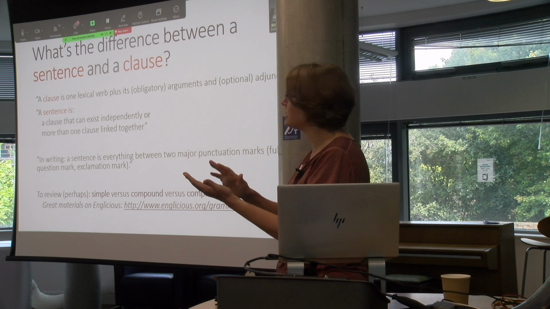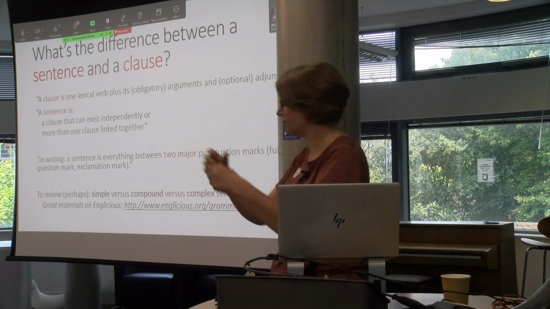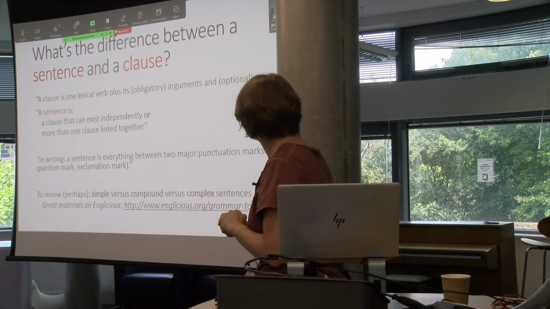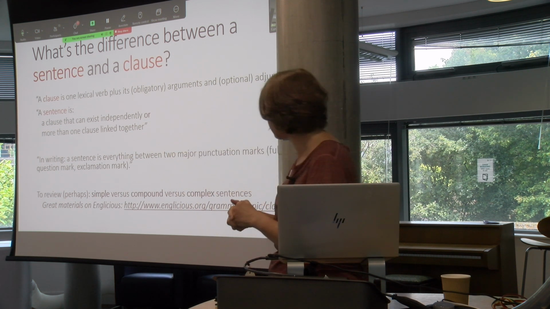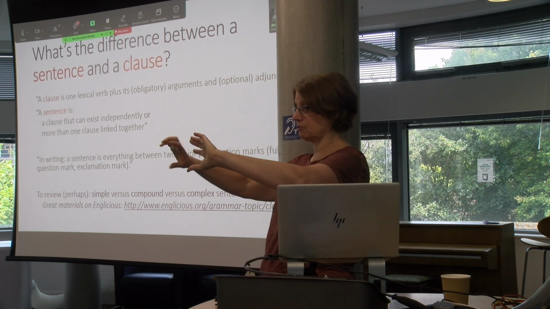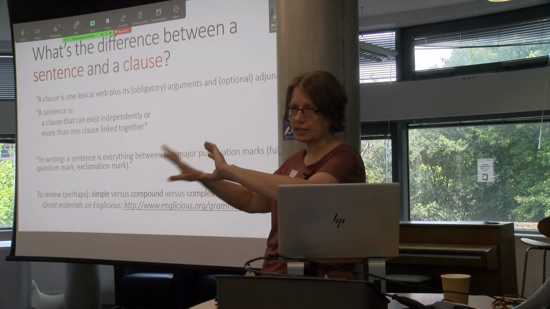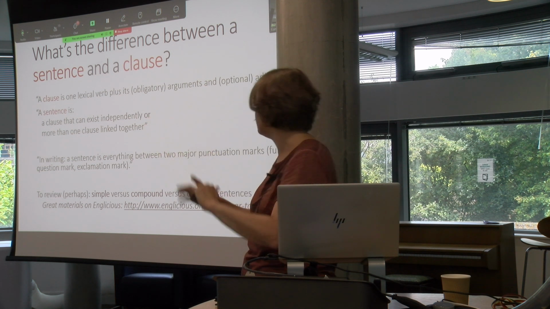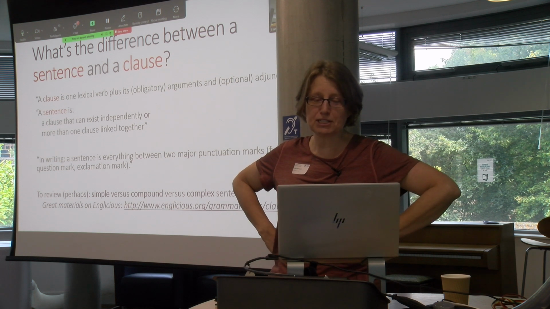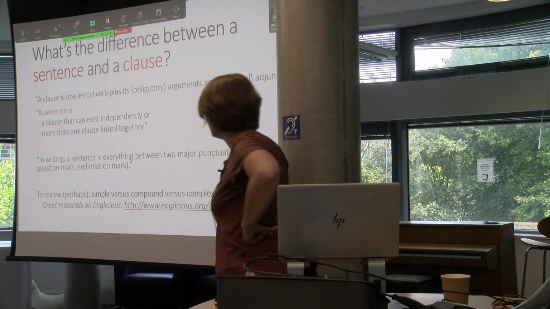So a clause is easy to spot because it's something with one verb, one lexical verb, not an auxiliary verb, a main sort of doing verb. And then all the stuff that goes with it, the obligatory arguments like subjects and objects and any optional extras you might want to throw in, extra phrases. And a sentence is either one clause or a sequence of clauses, either compounded together with and or subordinated together in some way. And you know that stuff, but what we tell our students is, in writing, a sentence is everything between two major punctuation marks, which, all right, I could live with that as a way of finding things.